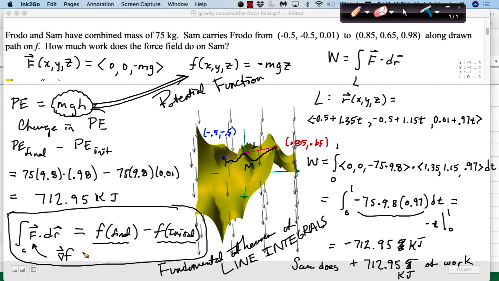So here's the last big conclusion. If you're doing a line integral in a gradient field or a conservative vector field, you can actually parameterize the path and do the work to find the work, right? Do the work to find the work. Or you can find the potential function, evaluate it at your final point, evaluate it at your initial point, and find the difference. And that's the same as the value of the line integral.